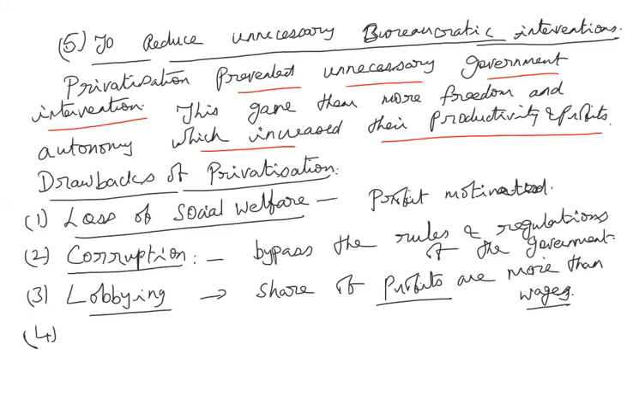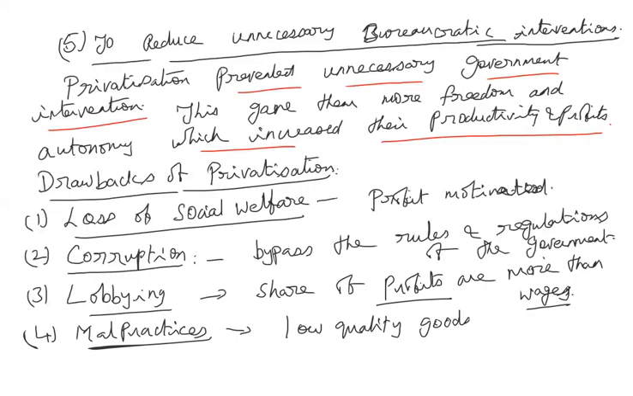And then malpractices, equal to corruption. Malpractices here are because they try to evade taxes, and they indulge in malpractice in production and cheap quality goods. All of these are possible even in the private sector.